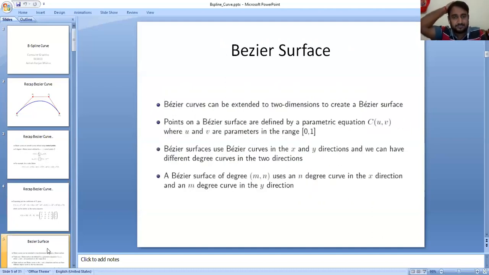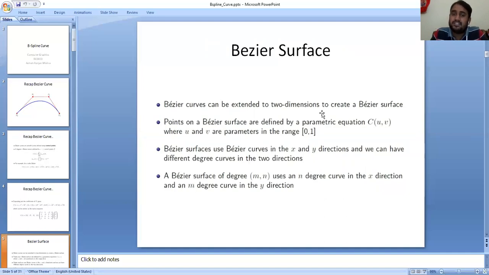Bezier surfaces. A Bezier curve can be extended to 2 dimensions to create Bezier surfaces. In a Bezier curve, we have only one parameter, t. But when dealing with Bezier surfaces, we have 2 parameters, u and v, and u and v can vary from 0 to 1, same as t. So when we make the formula for these 2 variables in both dimensions, we are dealing with surfaces.